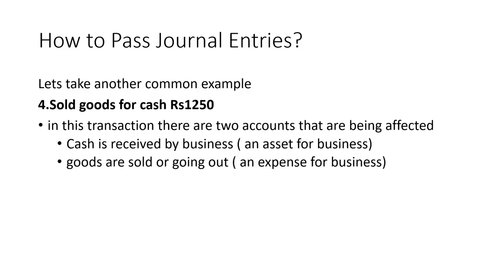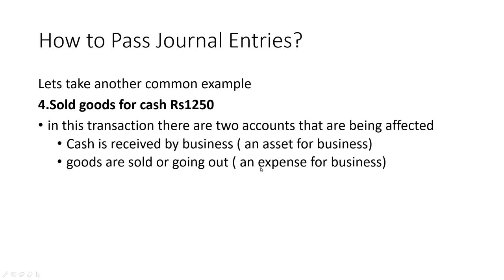In this transaction, 2 accounts are being affected. Number 1, cash is received by the business because we are selling. It's an asset, so a real account again. And goods are sold, or going out. Okay, this going out you can omit. Just like purchase was an expense for the business, goods sold is an income for the business.